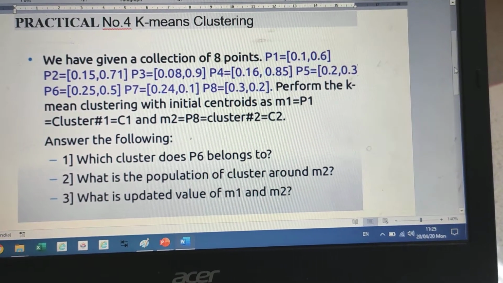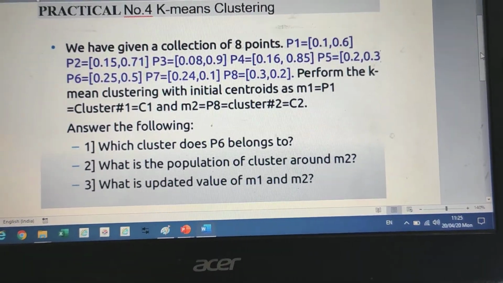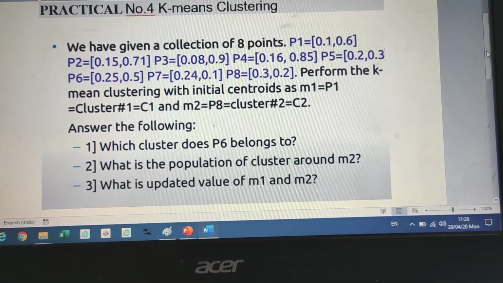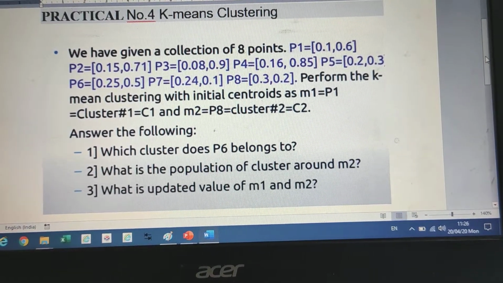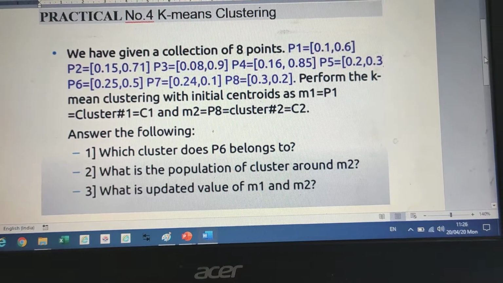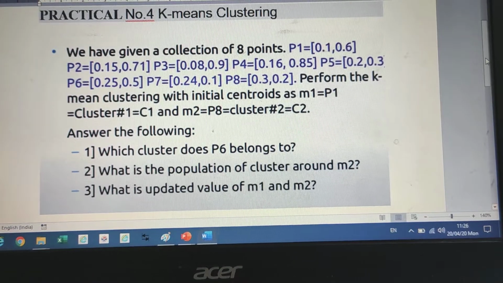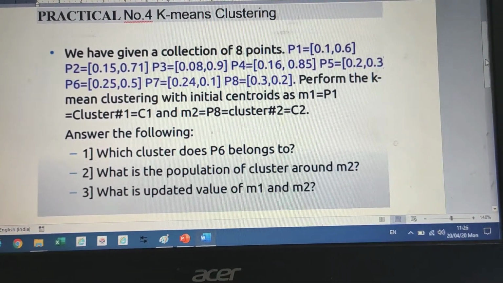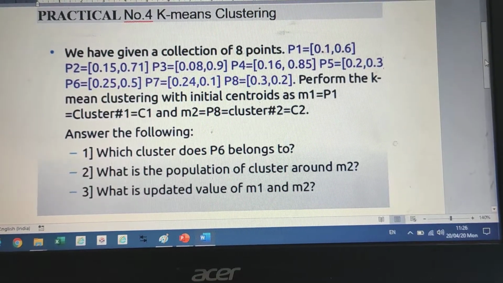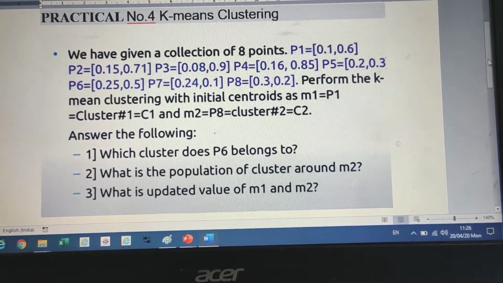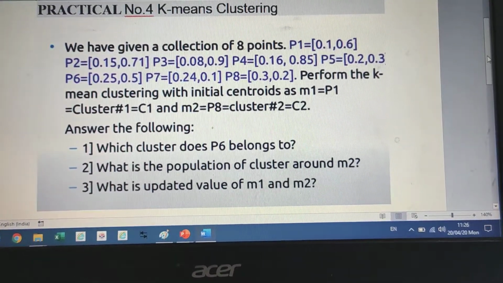Today we are going to discuss practical number 4, k-means clustering. As per the given problem statement, we are given a collection of 8 points P1, P2, P3, P4, P5, P6, P7 and P8 with their x and y axis. We need to perform k-means clustering with initial centroid M1 equal to P1, which forms the first cluster, and M2 equal to P8, which forms the second cluster. That means P1 and P8 will act as the starting centroids for your clusters.